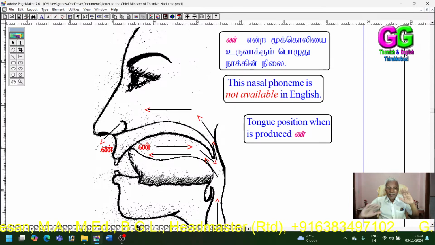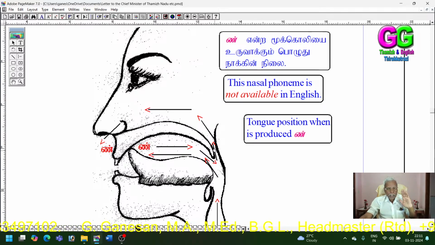Now, as the tongue has made a tight contact with the two sides of the front upper molars, there is no way for the air to go through the mouth. So the obstructed air returns, and the way to the nasal cavity opens.